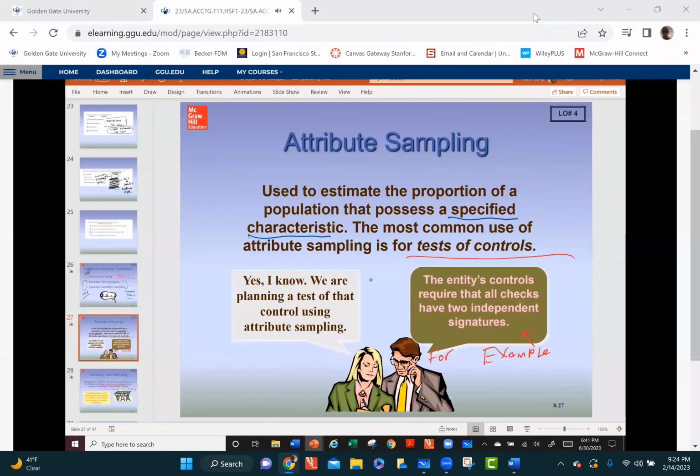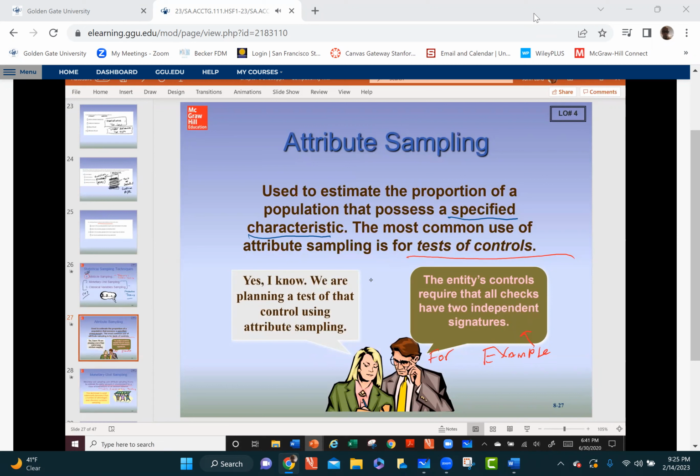Okay, good. So let's take a look at attribute sampling again, as I wrote on the previous slide. We use attribute sampling for tests of controls. So we're looking to see if a transaction contains the attribute of what? Supervisor's signature on the time card is an attribute. You have blonde hair, that's an attribute. You have black hair, that's an attribute. You have no hair, that's an attribute. What is unique about that particular transaction, or what does it contain, a certain attribute that we're looking for?